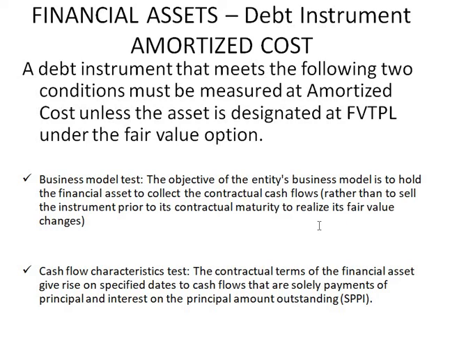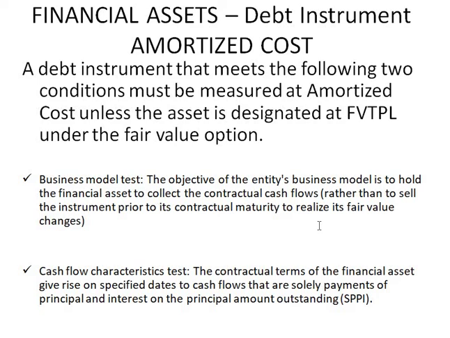Let's take note of this. An entity has the option to opt for fair value through profit or loss. But where the entity does not, a debt instrument should be amortized when these two conditions are met. The first condition is the business model test. The objective of the entity's business model is to hold the financial asset to collect contractual cash flow rather than to sell the instrument prior to its contractual maturity to realize its fair value changes.